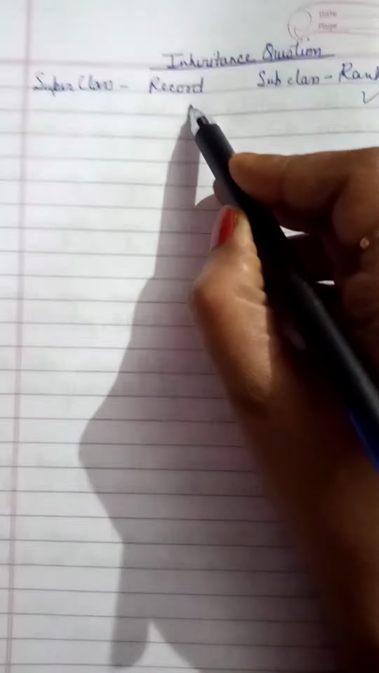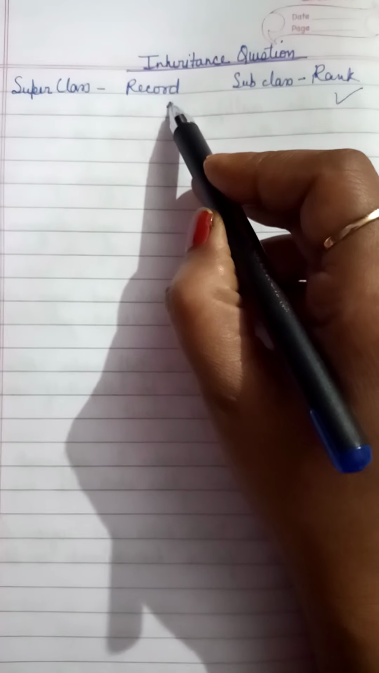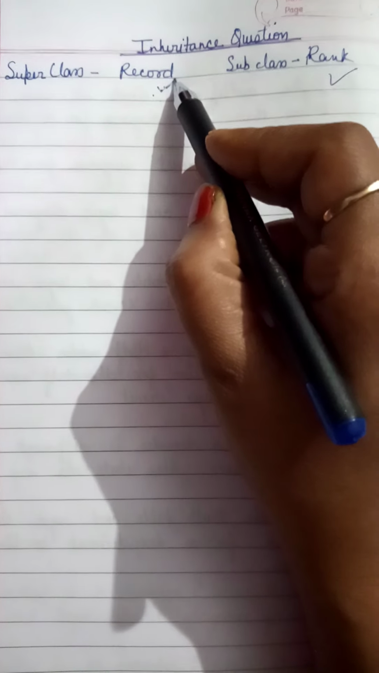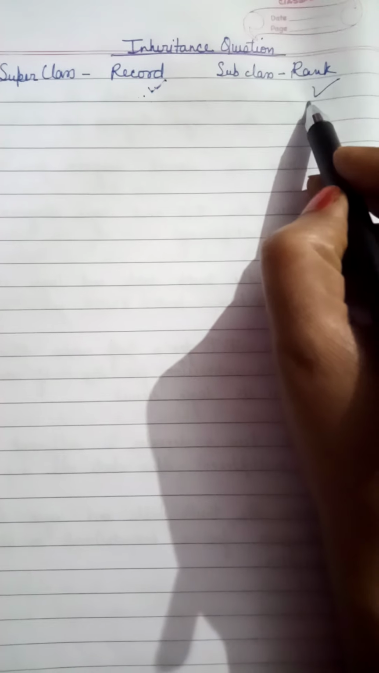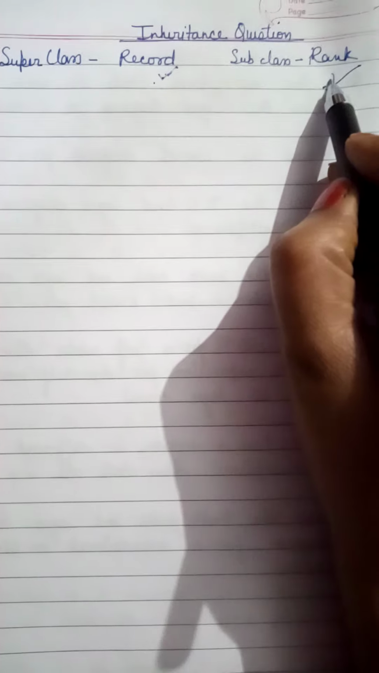Define a subclass rank. The subclass name is rank, to find the highest rank along with the name. This class will have the names and ranks of 50 students. In this class, the superclass is record, and this class is to find the highest rank holder, so the highest rank along with the name.